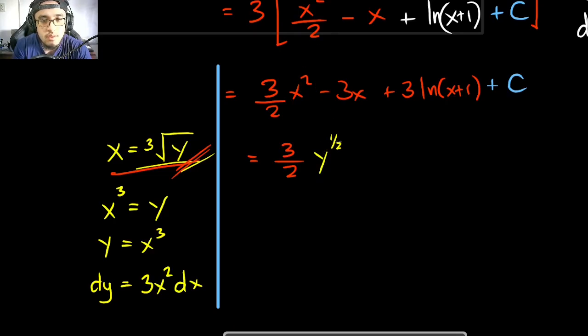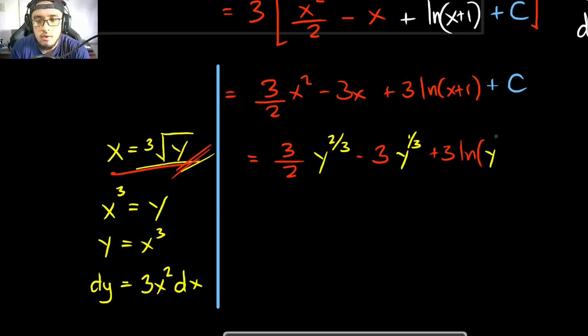So 2 times 1/3, that is equal to 2/3. So that is for our first term right here. So minus 3 times x, and our x once again is equal to y raised to 1/3, or the cube root of y. After that, plus 3 times the natural logarithm of x plus 1, and our x once again is equal to the cube root of y. So y raised to 1/3 plus 1. So plus 1 plus our arbitrary constant c, so plus c.